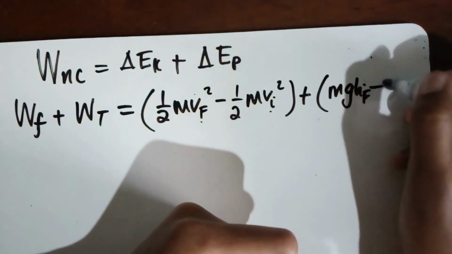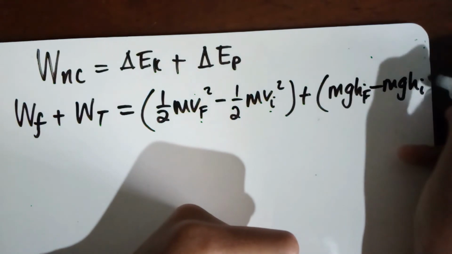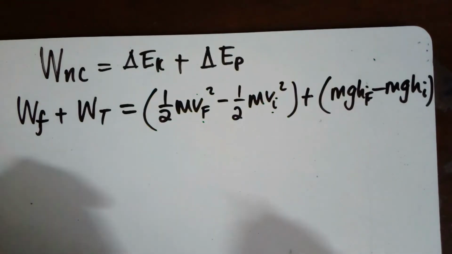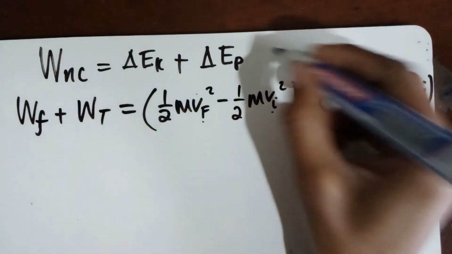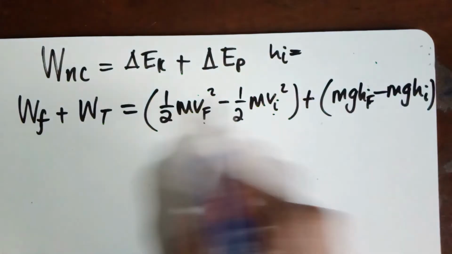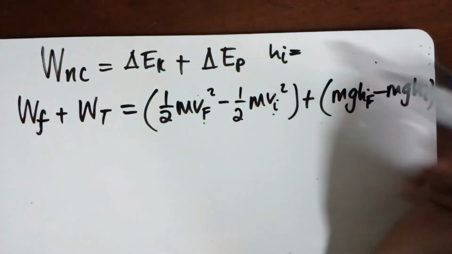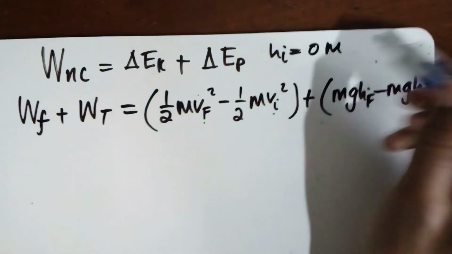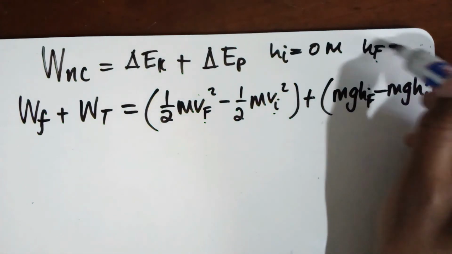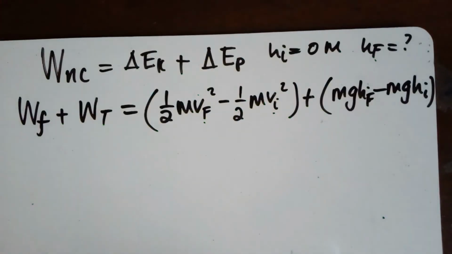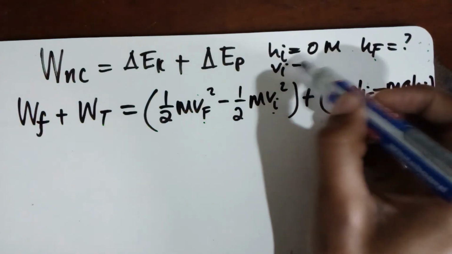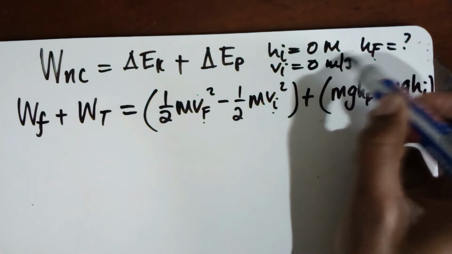MGHI, right? Okay, so we know what HI is. HI is 0 because it starts at the bottom. If you take the bottom as our frame of reference, HI is 0 meters. HF, we don't know. How do we then find it? And VI is 0, as 1 meters per second. VF, that's what we are looking for, right?